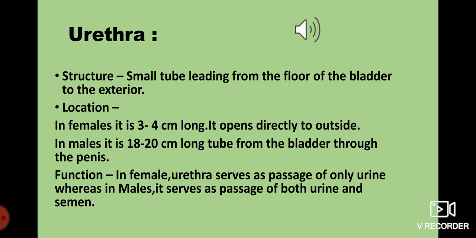What are the functions? In female, this urethra helps in passing the urine out from the body, whereas in male, this urethra helps in passing both the urine and semen out from the body. The semen is a secretion secreted by the reproductive organ of male.